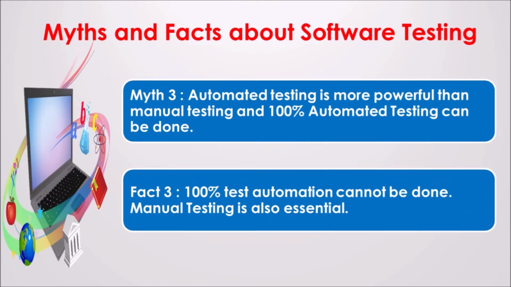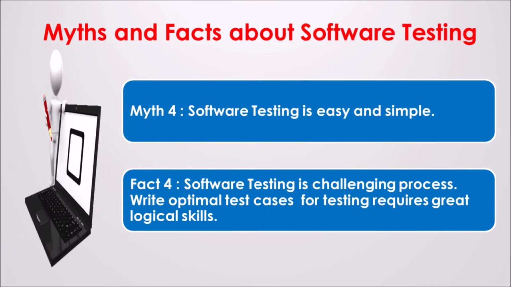Myth 3: automation testing is more powerful than manual testing and 100% automation testing can be done. Fact 3: 100% automation cannot be done. Manual testing is also essential. Whether a product needs to be automated or not is decided by manual testing. In all cases, 100% automation cannot be done, and hence manual testing is also done.